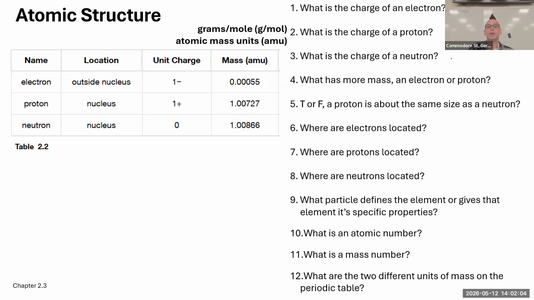All right, so here we learned what is the charge of an electron. We learned what the charge of a proton is, what the charge of a neutron is. We've learned what has more mass, an electron or proton. We learned the relative sizes of a proton and neutron. We found out where the electrons, protons, and neutrons are located. We knew what particle defines the element or gives the element its specific properties. We looked at an atomic number, mass number, and these different units of mass on the periodic table. Now, if you didn't get the answers to these questions, rewind the video and review the questions.